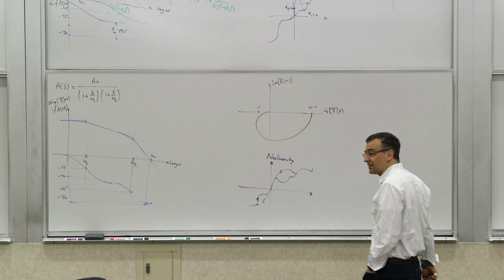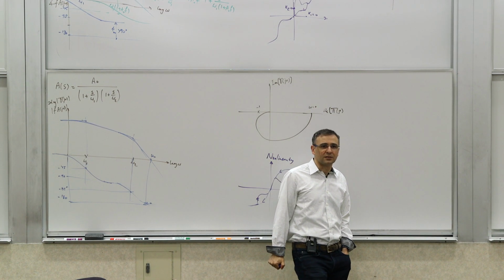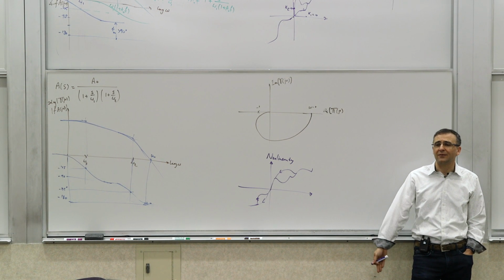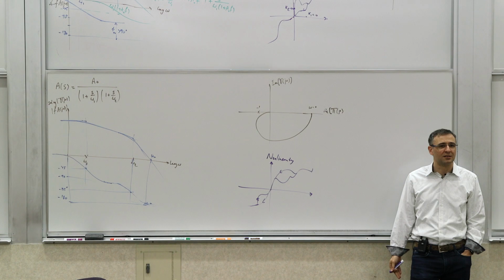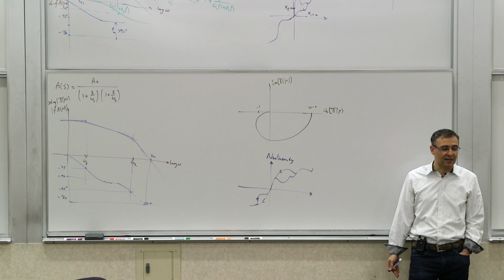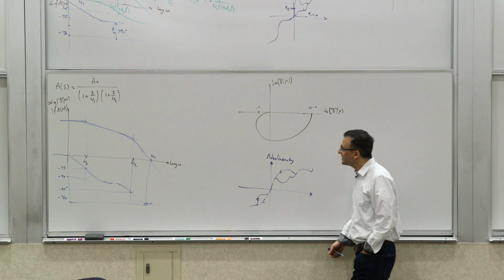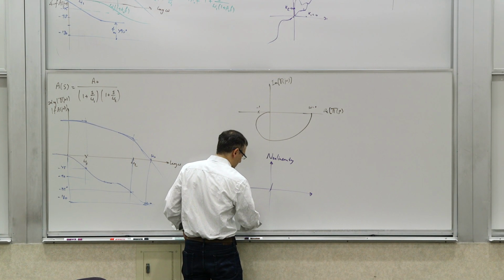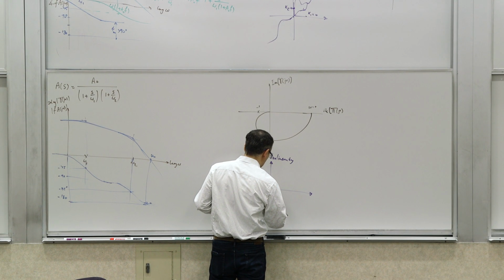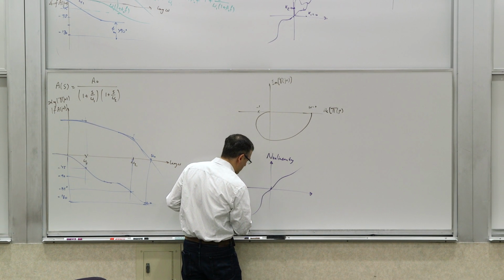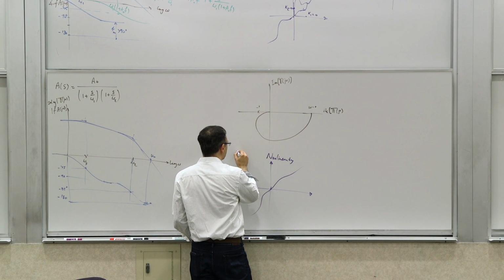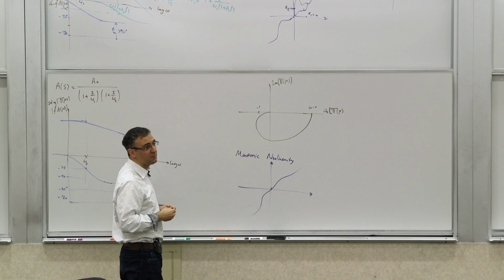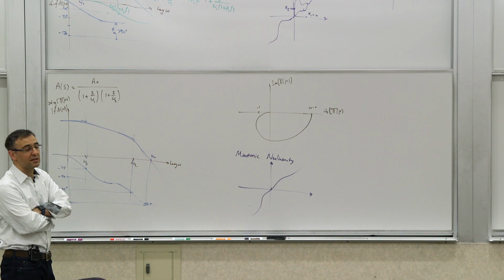Now, we also had this other criterion, the off-axis circle criterion. What was the additional constraint to use the off-axis circle criterion? Do you remember it? Monotonic, exactly. Having a monotonic nonlinearity. So now let's assume that the nonlinearity is monotonic. So let's see if we can say something about a monotonic nonlinearity and stability in this case.